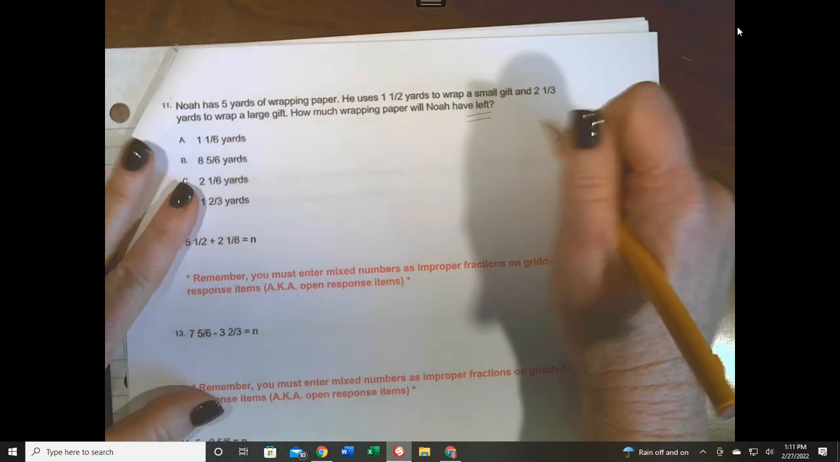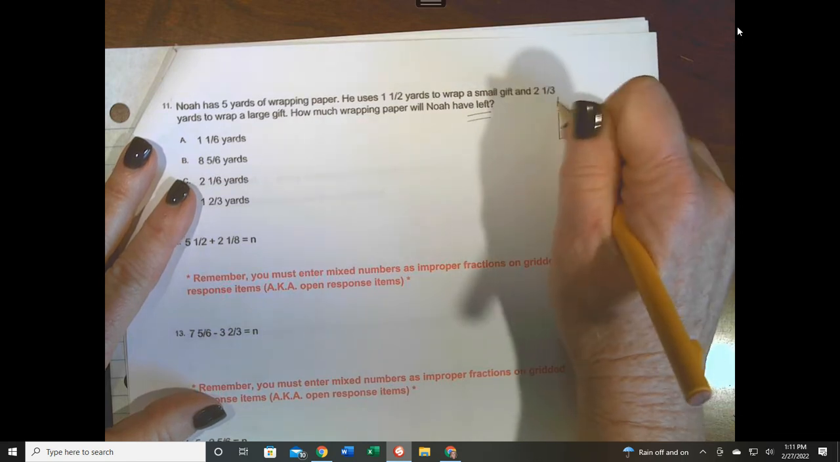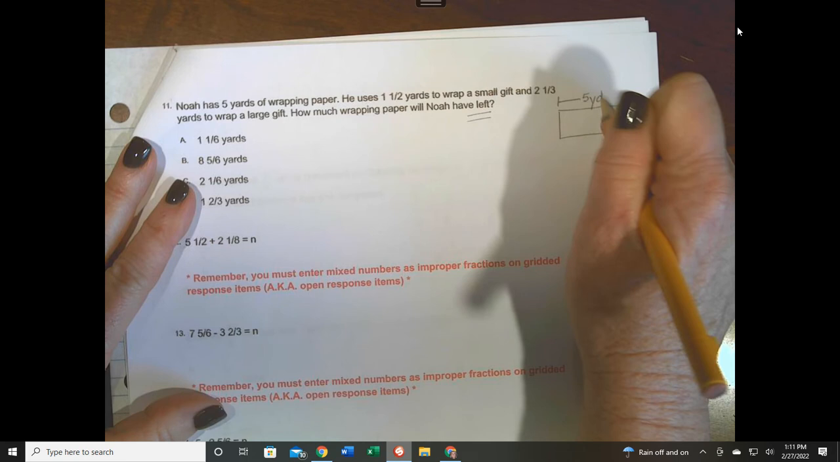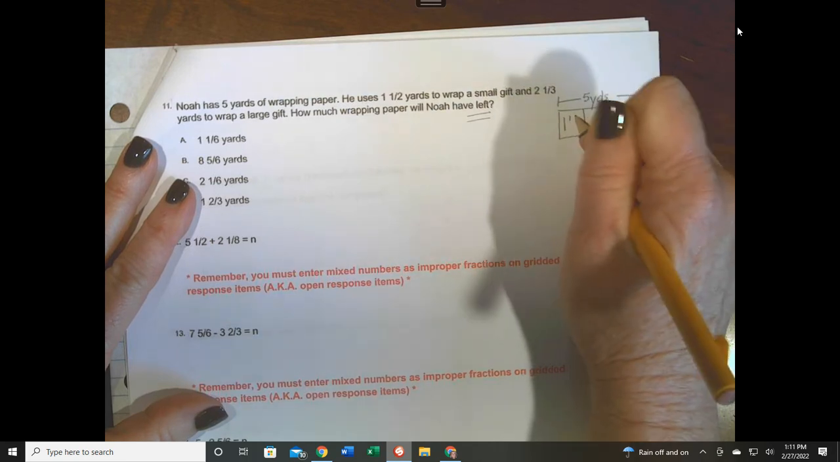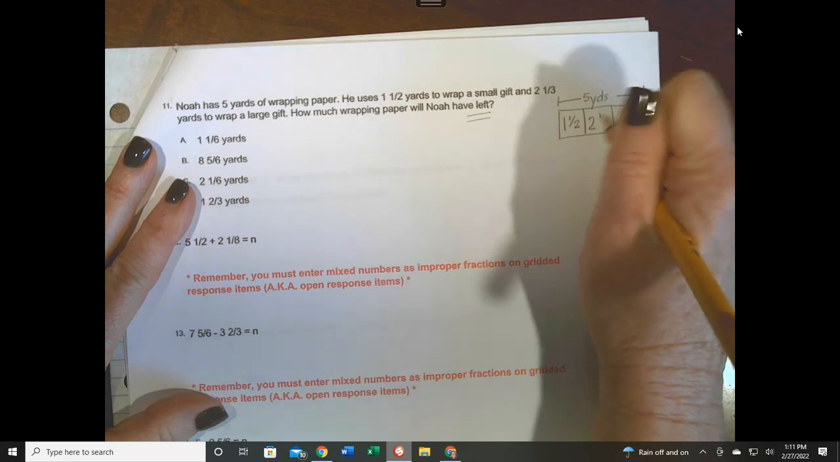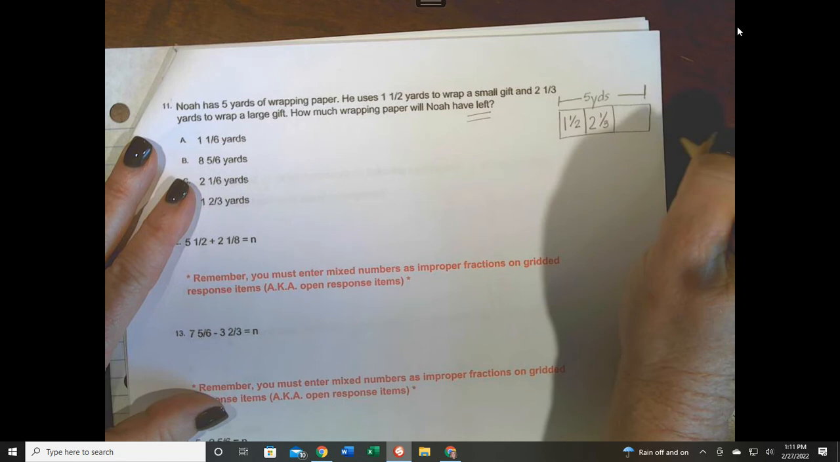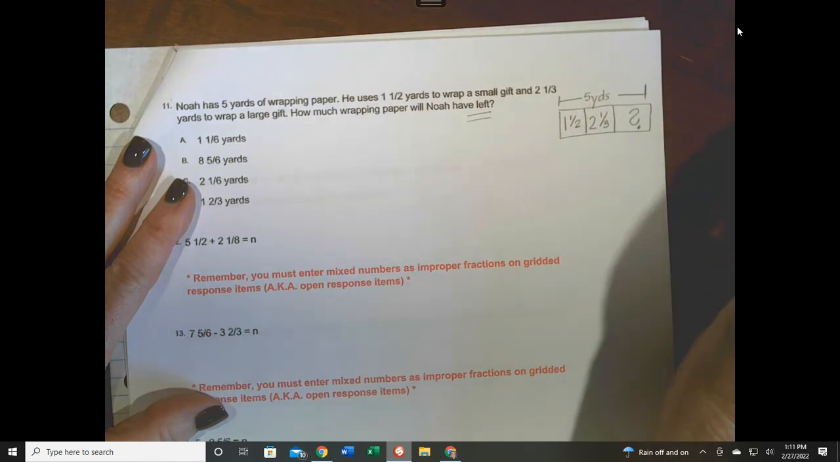All right, to make sense of this, this is what I'm thinking. I know all together he has 5 yards. That's what he started with. I know that he used 1.5 on the small gift, and he used 2 1/3 on the large gift. So this is what I want to know right here. What does he have left?